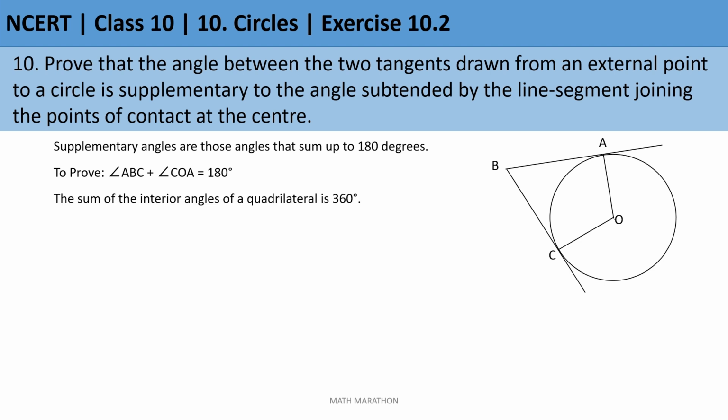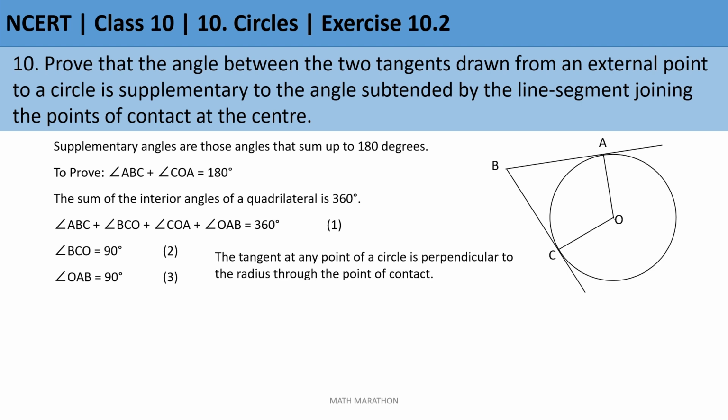The sum of the interior angles of a quadrilateral is 360 degrees. Angle ABC plus angle BCO plus angle COA plus angle OAB is equal to 360 degrees. Angle BCO is equal to 90 degrees. Also, angle OAB is equal to 90 degrees, because the tangent at any point of a circle is perpendicular to the radius through the point of contact.